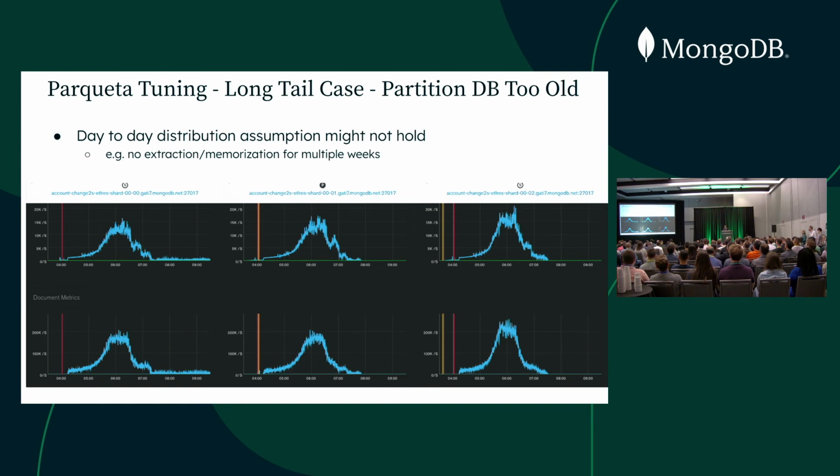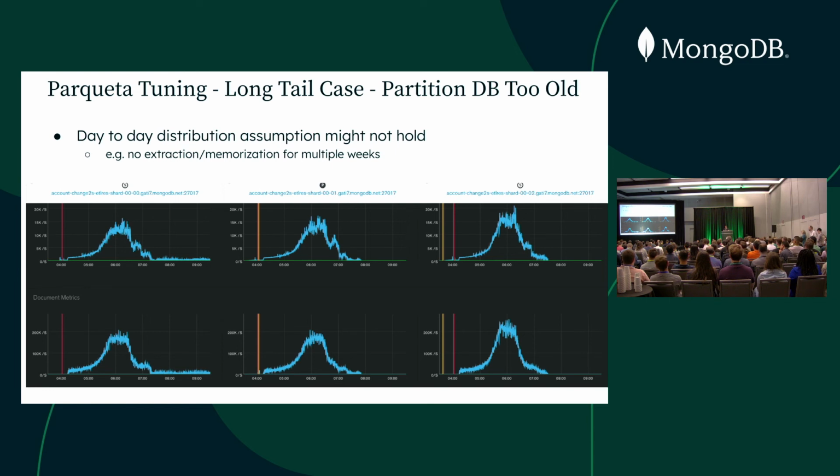This is another case of the long tail. What happened is, I think during the holiday season, we had production stopped for a few weeks. We didn't run the pipeline, and then when we ran it again, we found these long tail issues. The reason is because we used memorized partition results.